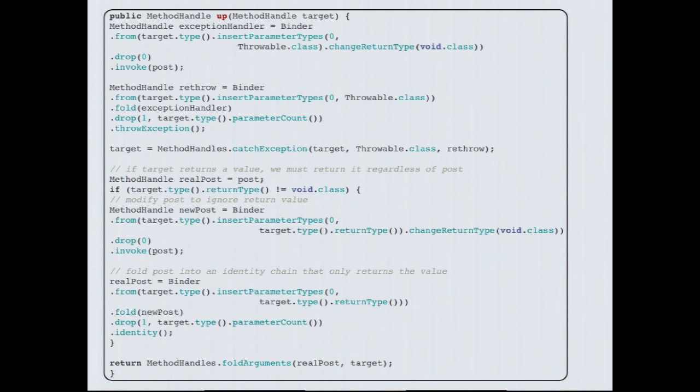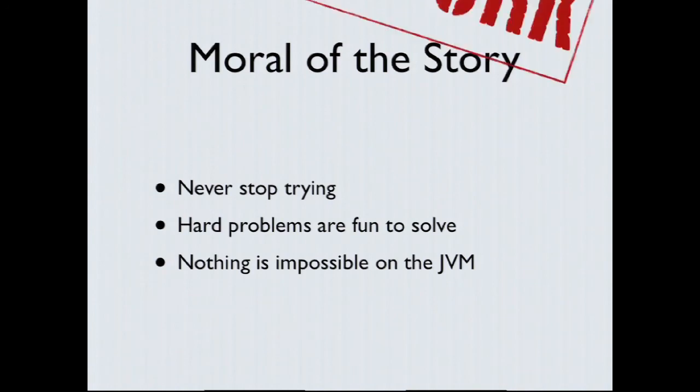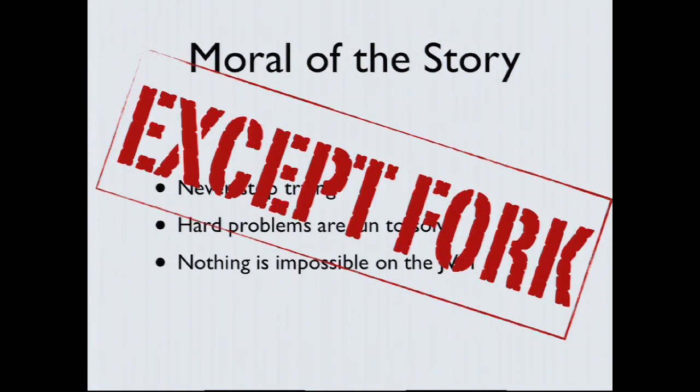All right, so we're getting close to the end here. The moral of the story here is that whatever you're doing on the JVM, whatever weird project you might have, never stop trying to do the impossible. These problems are fun to solve. And if you can find a hole through to the JVM itself, or through to native code, or if you have magical open source contributors who will port libraries for you, these things are doable and you can fix them. And at the end of the day, there's really nothing that's impossible on the JVM except fork. Thank you.